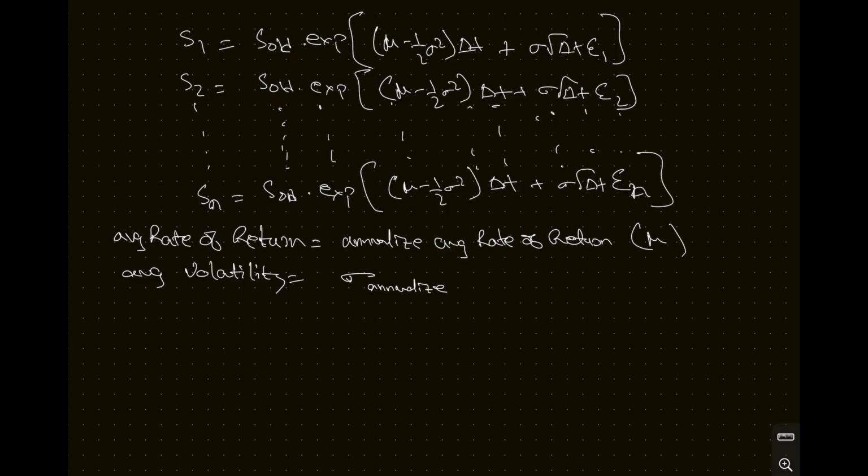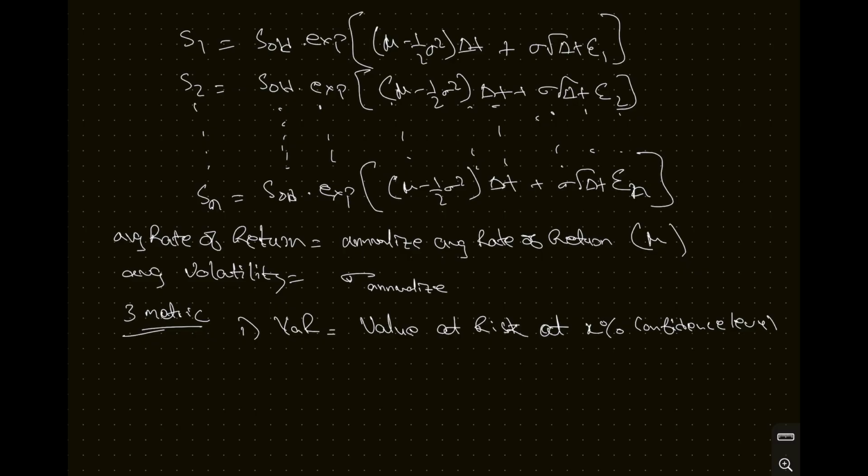And then we calculate all these things over 1,000 different simulations, and after the 1,000 simulations we see three metrics in our model. First one is VaR, value at risk, at X% confidence level. We generally use X as 95% in most cases, as that is how investors assess the risk of the portfolio.